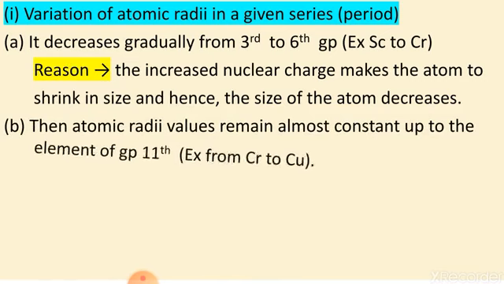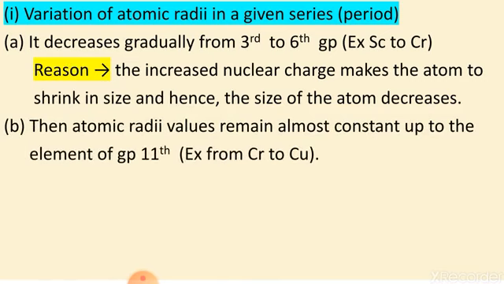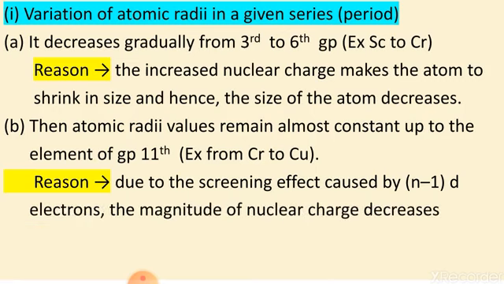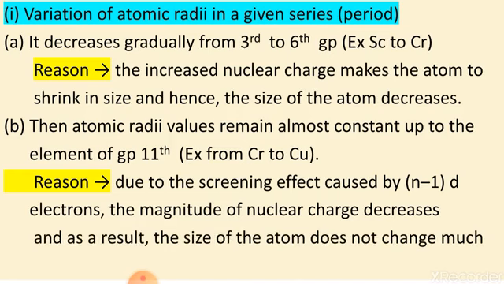Second point about the variation, the atomic radii values remain almost constant up to the element of group 11, that is, for example, from chromium to copper. Now you have to find the reason. This is due to the screening effect caused by (n-1)d electrons. The magnitude of nuclear charge decreases. As a result, the size of the atom does not change from chromium to copper.